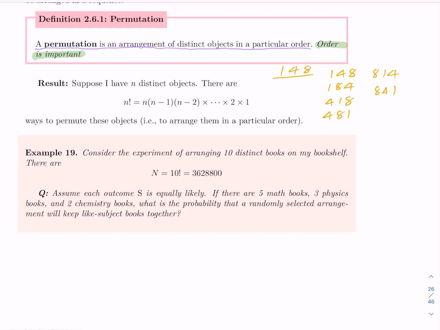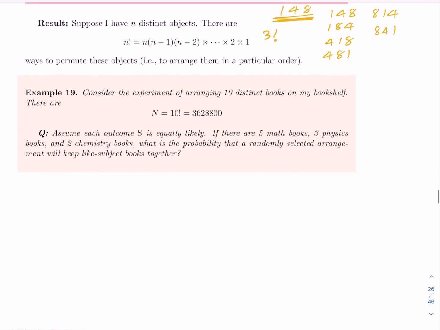We have three numbers here. Therefore, the number of ways we can make a number with these three digits is factorial 3. We have 3 and we use all of them. Therefore, we can say factorial 3. Now go to the example.